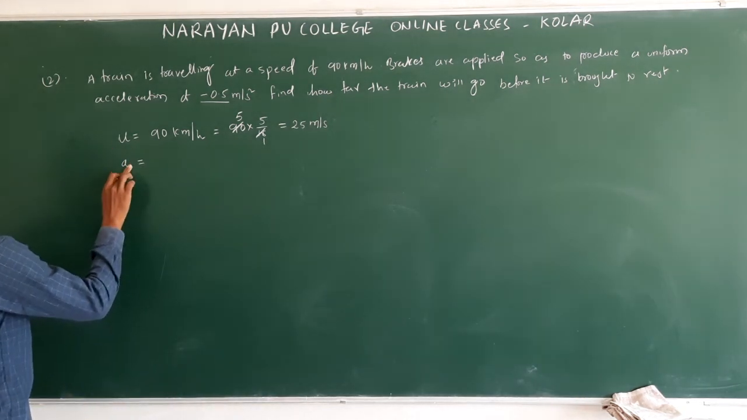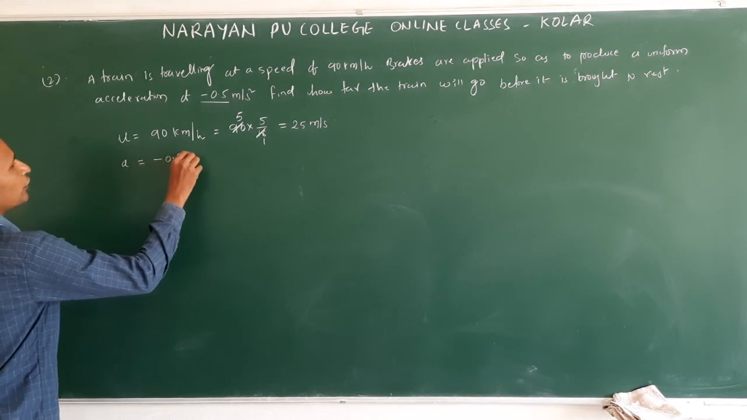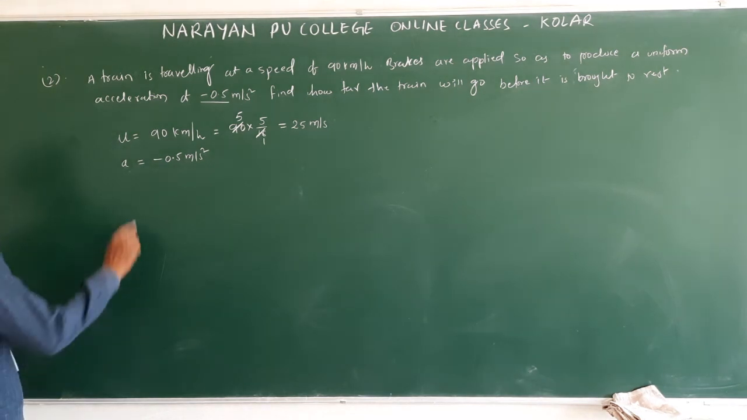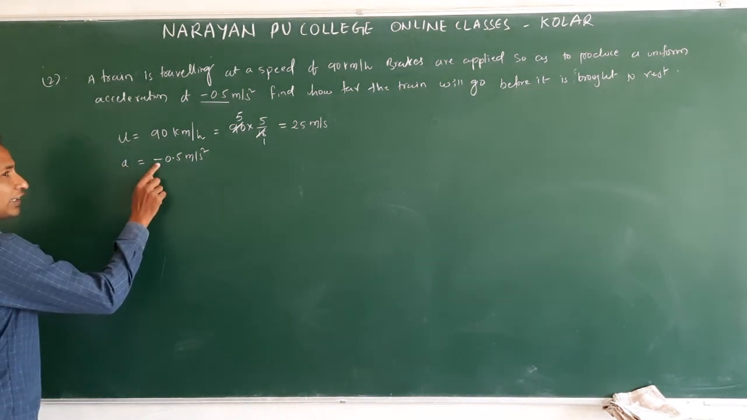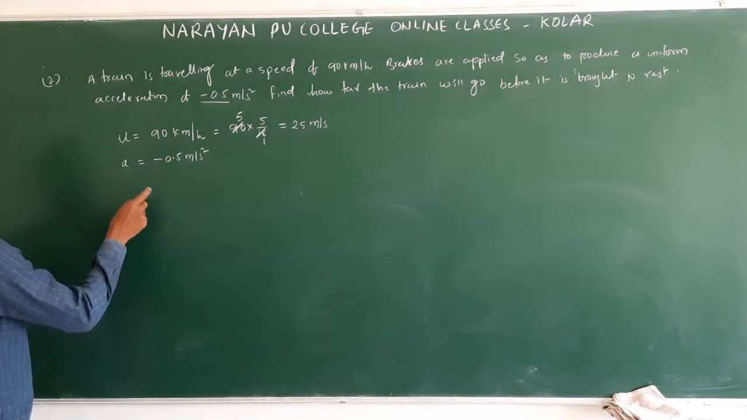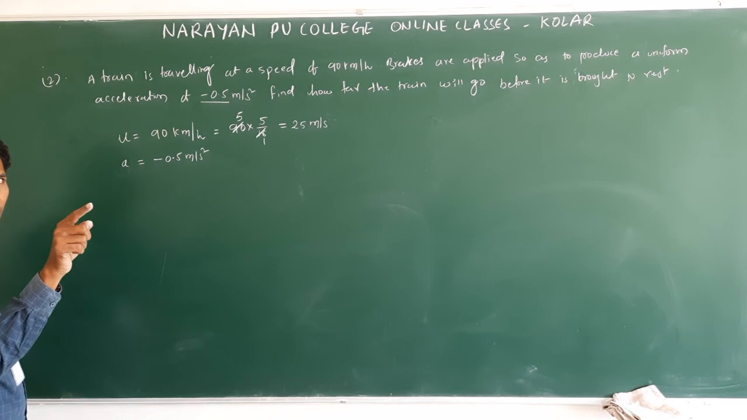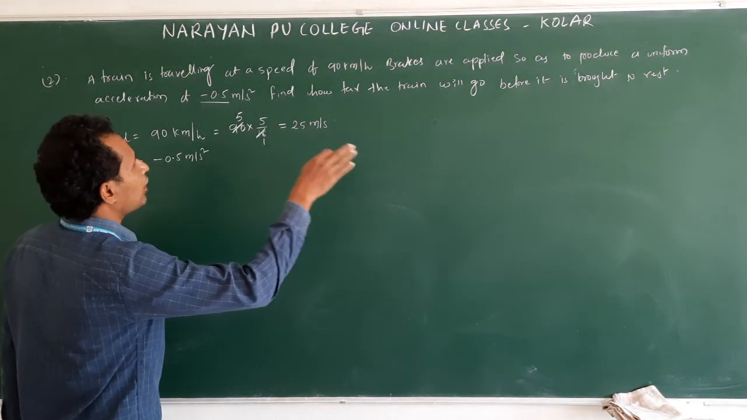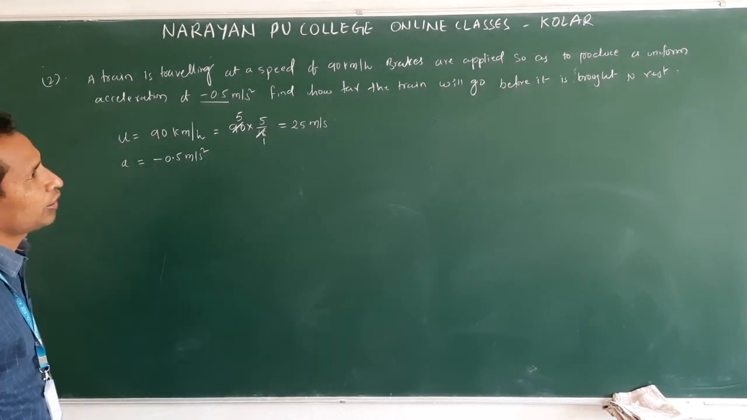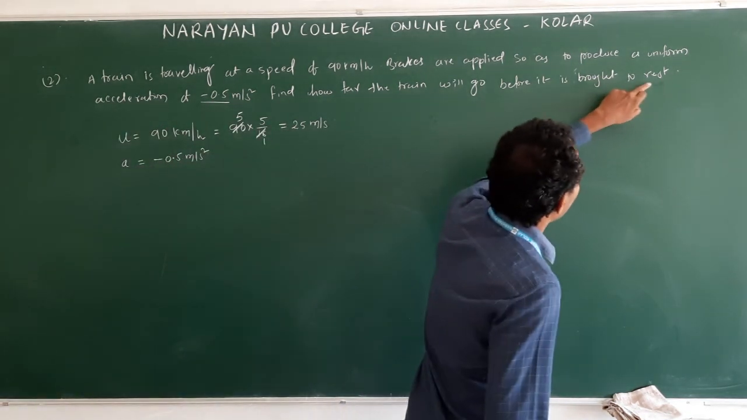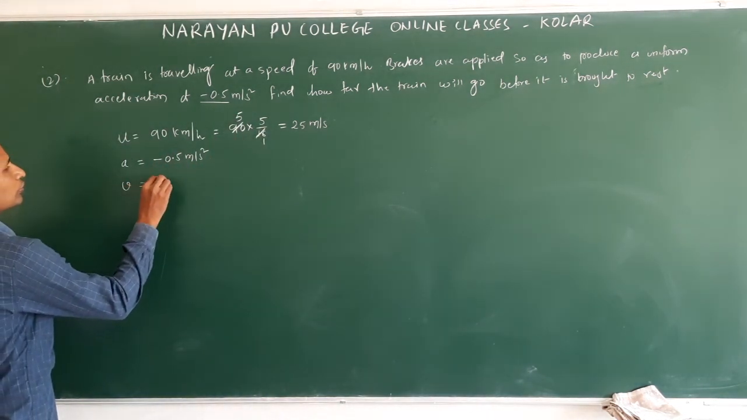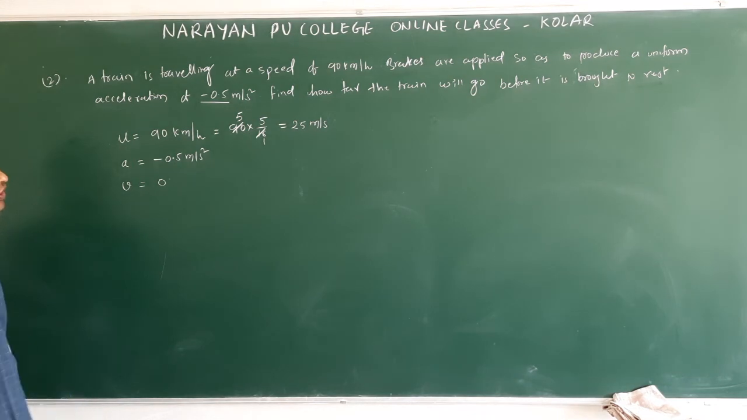Acceleration A is equal to minus 0.5 meter per second square. Actually this is deceleration, but we express it with A. Negative sign is there. Clear? Understand? If a negative sign comes, we call it a deceleration, but we represent it with A only. Remember. Now apply the brakes. What happens? It comes to rest. Before it is brought to rest. Clear? So finally it comes to rest. Final velocity will be 0.